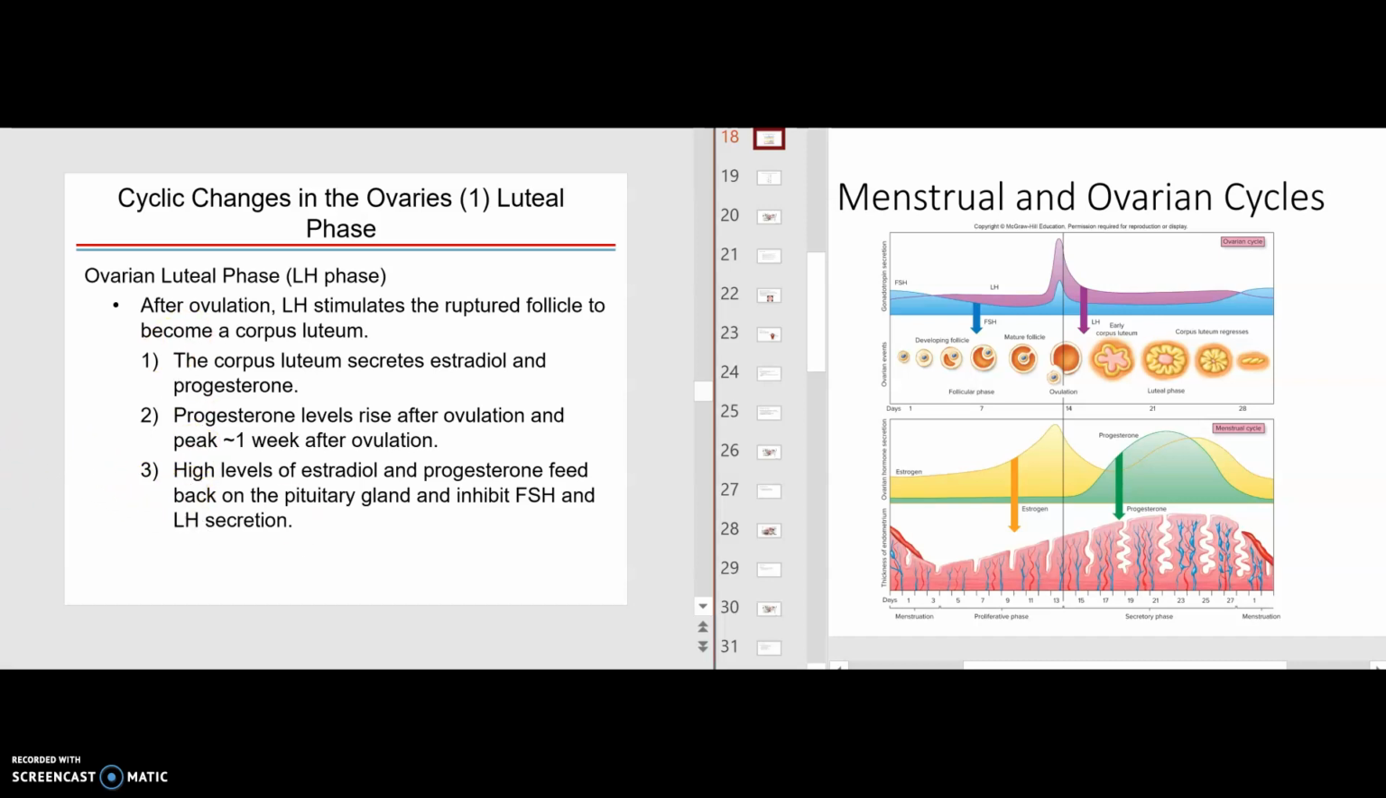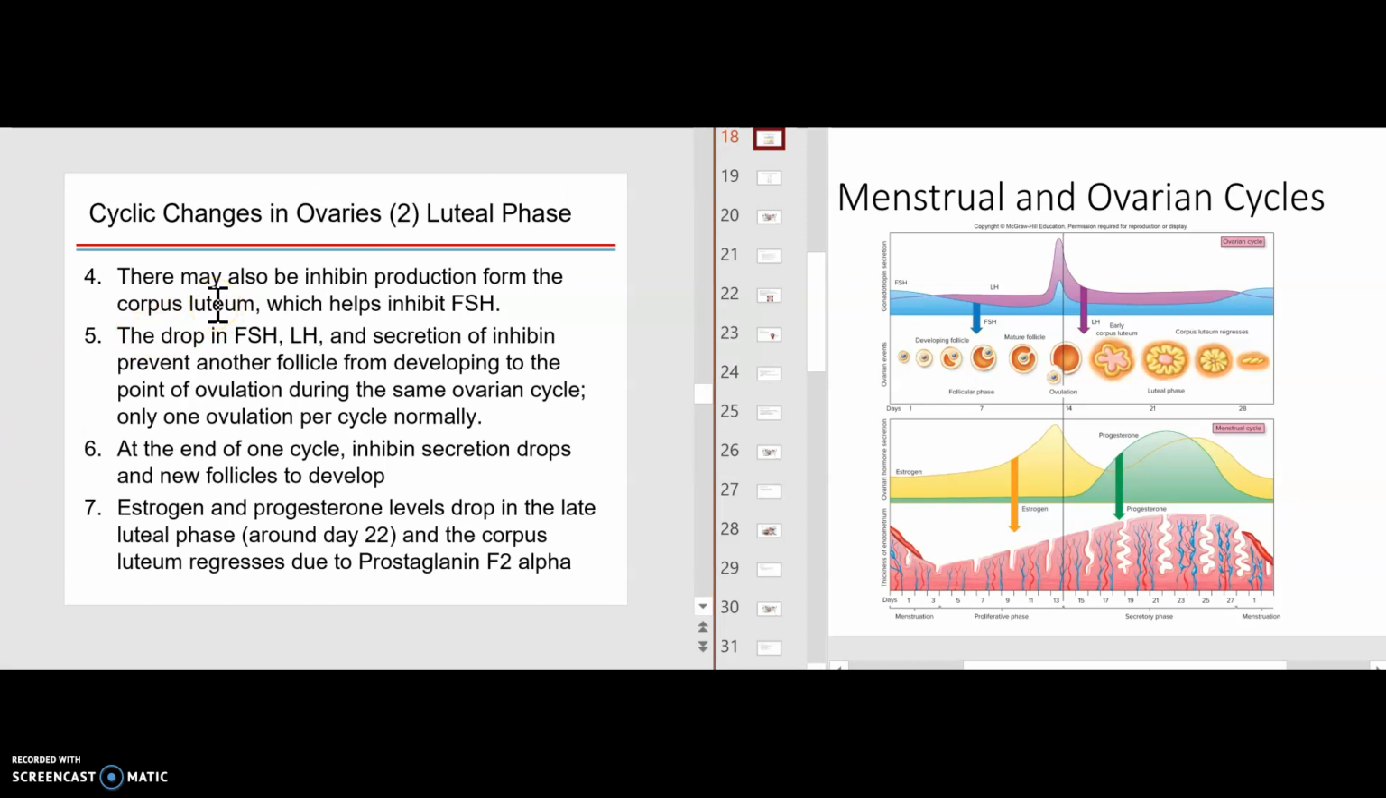There may also be inhibin from the corpus luteum, which helps inhibit FSH. So the thing is to inhibit FSH and LH. The drop in FSH and LH and secretion of inhibin prevent another follicle from developing to the point of ovulation, so the lady does not double ovulate. Now, I'm not saying this cannot happen. In gynecology, this can happen. That's how fraternal twins can be formed. But generally, there's only one ovulation per cycle.